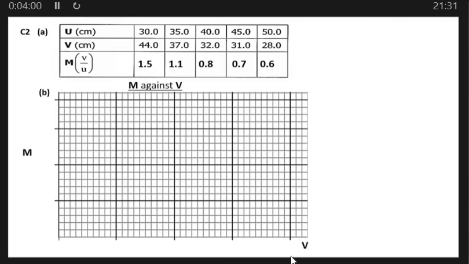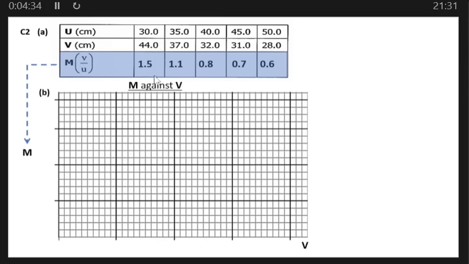All right, so the values of M here must be accommodated on the vertical axis. It means that these values begin from 0.6 and end at 1.5.